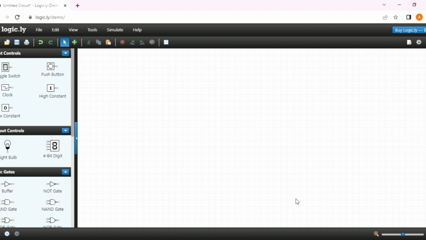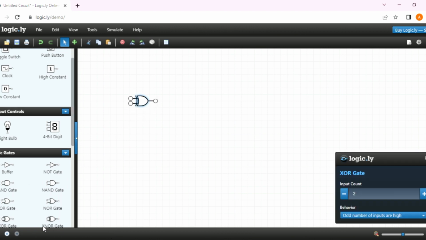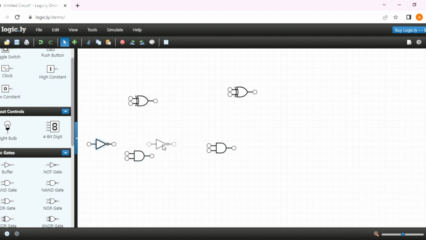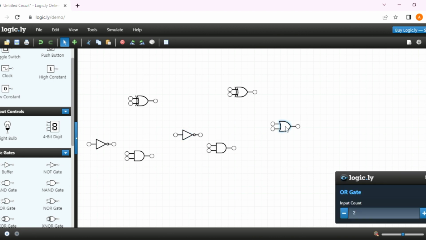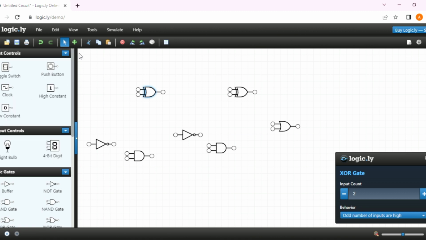Next we are going to see a full subtractor. In a full subtractor we need 2 XOR gates, 2 AND gates, 2 NOT gates and an OR gate. In a full subtractor there are 3 inputs: input A, input B and input C.